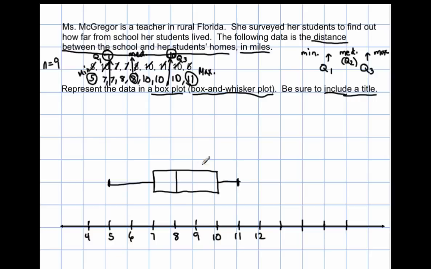Now we have to give a title for this, and a title for this box and whisker plot would be the same exact as before. Distance between home and school. In miles.